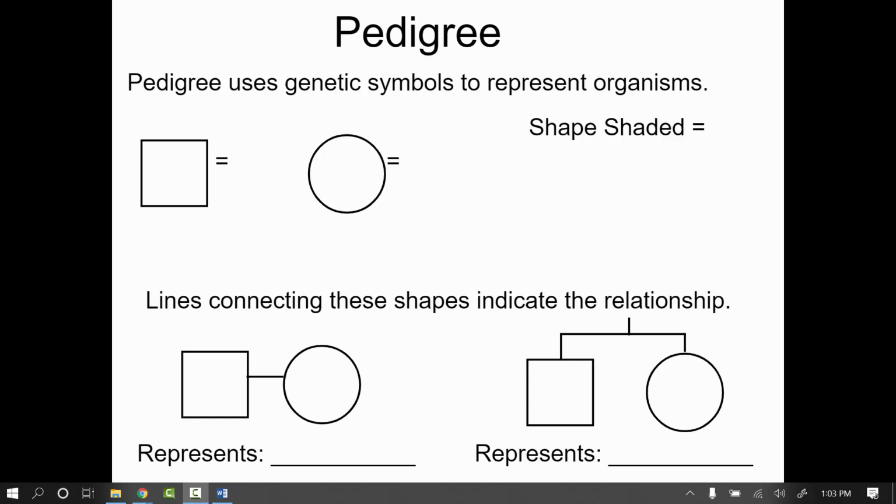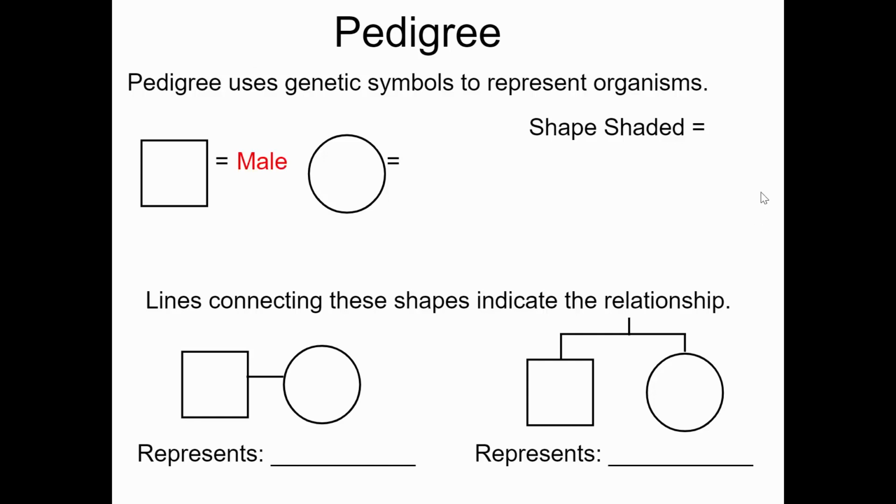A pedigree is basically like a family tree almost. It shows the ancestors, the relatives of an individual. We draw it like a family tree, and we have certain symbols that we use consistently. We use a square shape to indicate a male. A circle shape indicates a female.